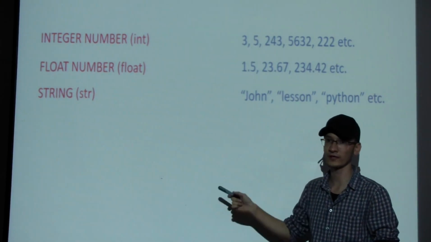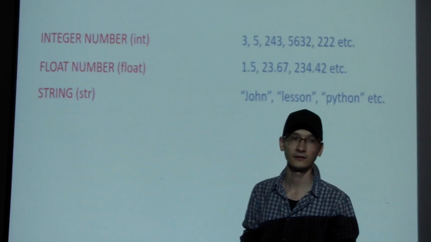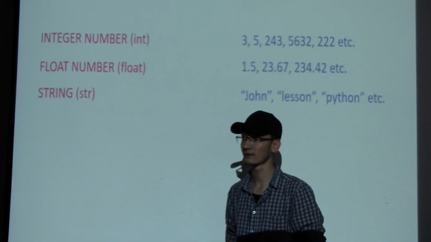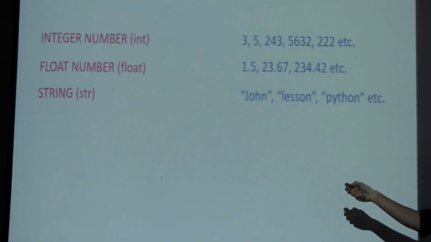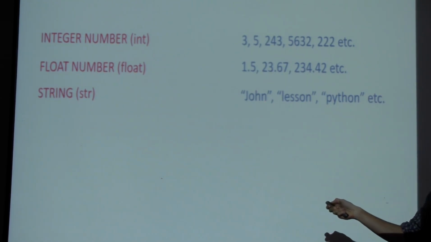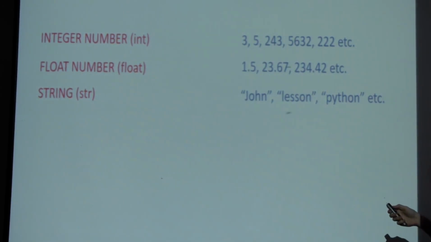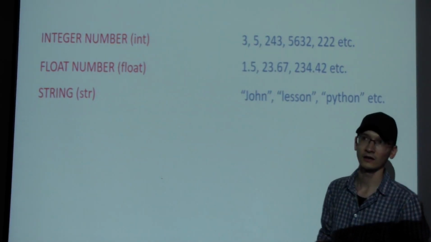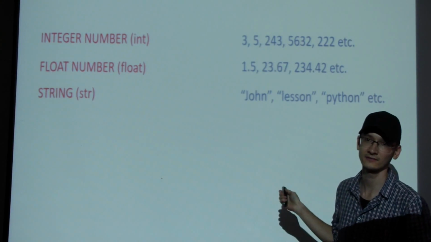And the last one is string. The string includes characters. It can be letters, any letter. String consists of letters, characters, and these characters should be in quotation marks, two quotation marks. If you miss these quotation marks, this wouldn't be a string. Python will not recognize it if you miss this.